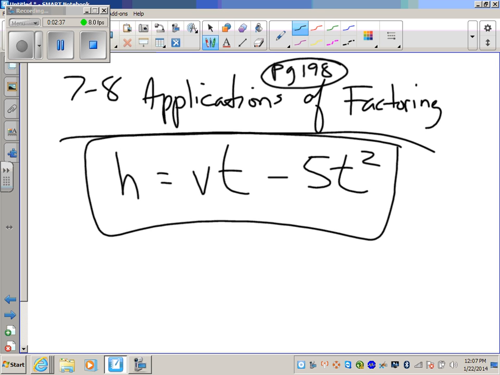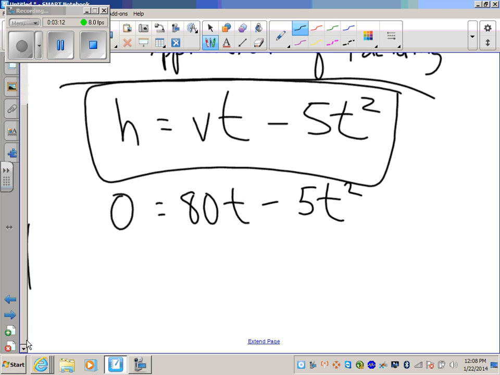So let's start filling things in. Well, height, when it hits the ground, gives us a height of 0. So we're going to plug in 0 for h. The initial velocity v, we were told, was 80. Minus, we don't know t yet, 5t squared. So what we're going to do here is do a little factoring. I know a lot of you don't like seeing the 0 in the beginning.